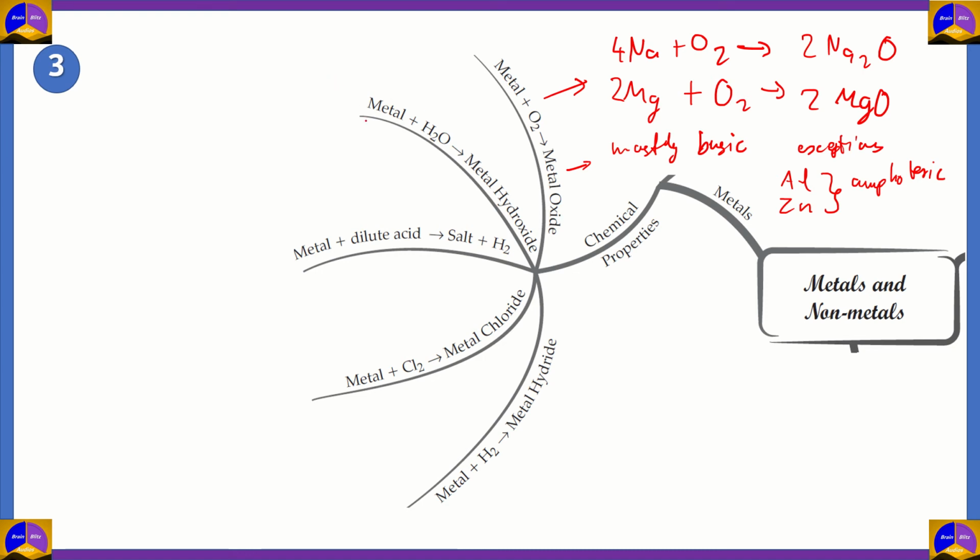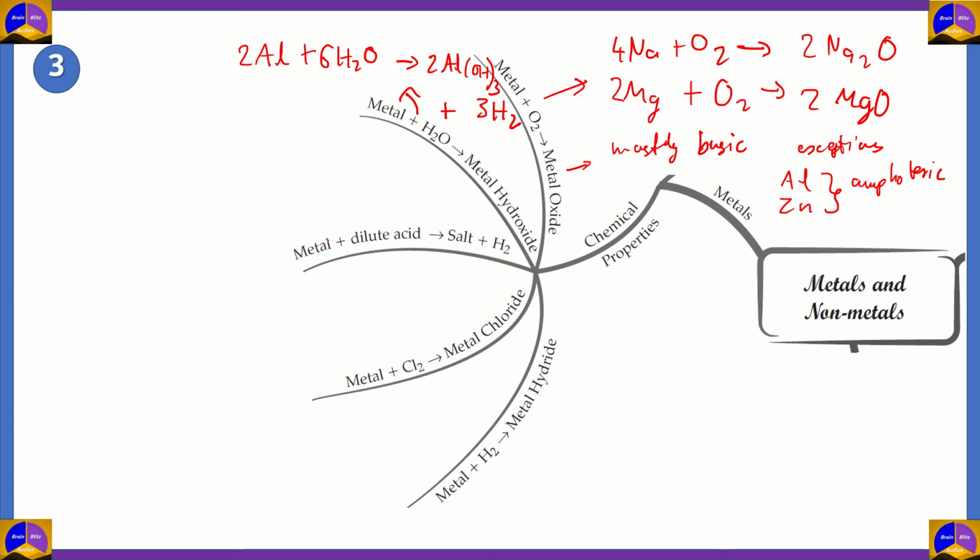Now, what happens if you react metal with water? Metal plus H2O gives you metal hydroxide. An example for this is the hydroxide of aluminium: 2Al + 6H2O would give you 2Al(OH)3 + 3H2. So as you can see, aluminium forms a hydroxide, and hydrogen gas is released.